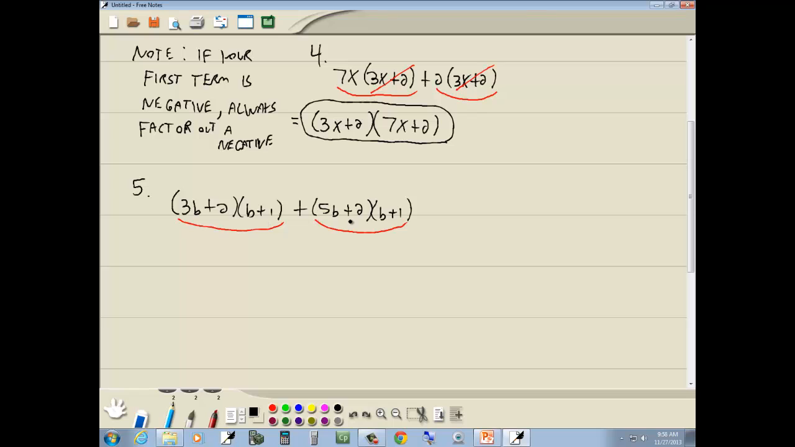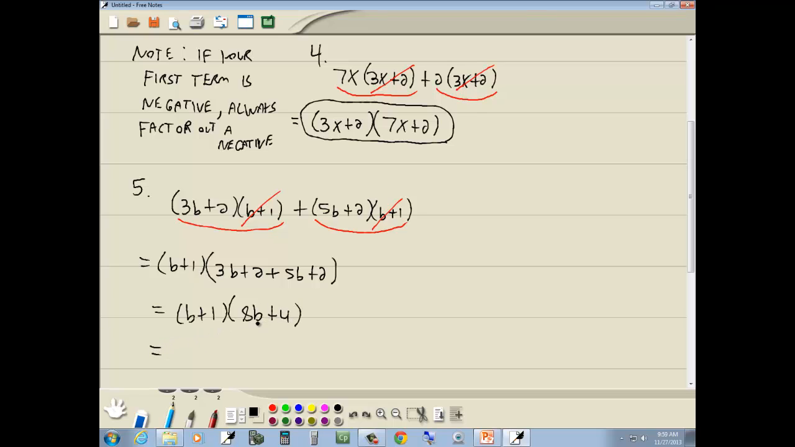Well, as I look at these two groups, I see they both have a b plus 1. So I can factor that out. Now to decide what goes in your second set of parentheses, you just need to cross the b plus 1's out. And that leaves us with 3b plus 2 plus 5b plus 2. Which we can simplify. 3b plus 5b is 8b. Combining like terms, same variable, the same power, so you just add the numbers in front. And then 2 plus 2 gives us 4.